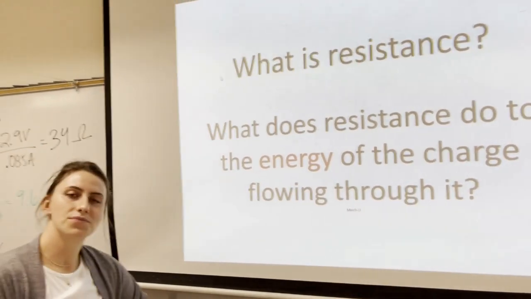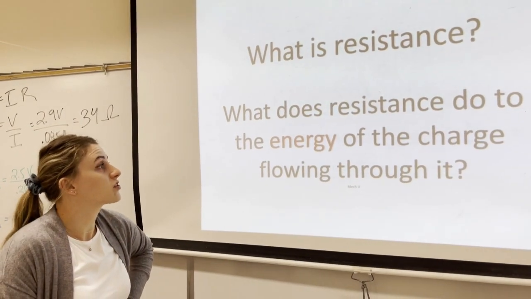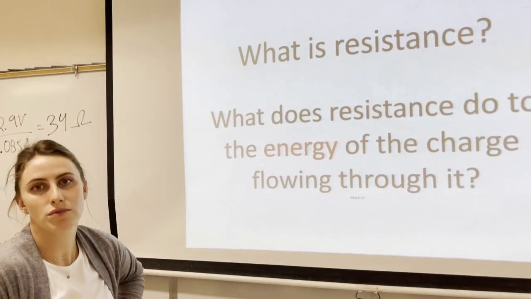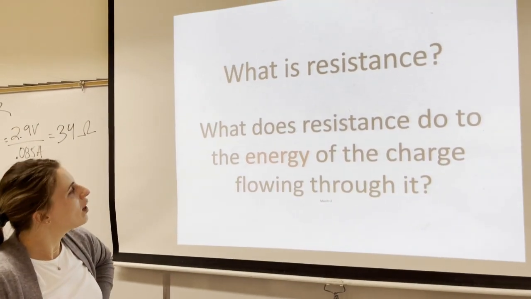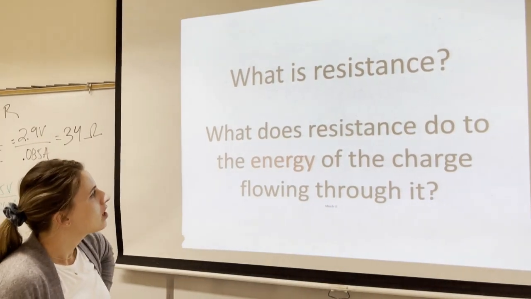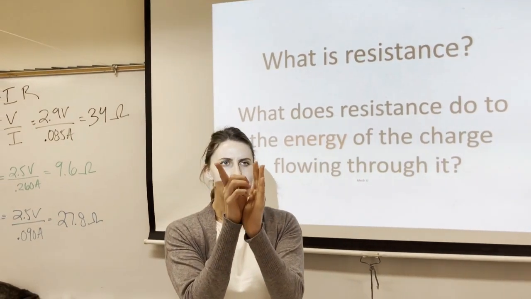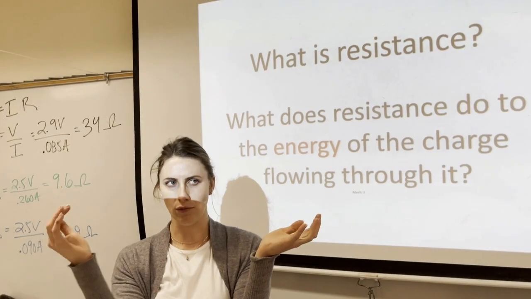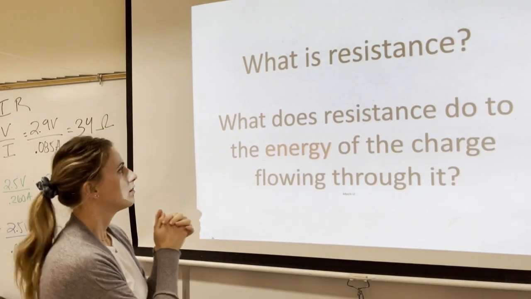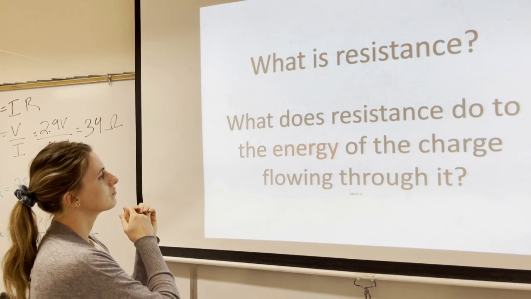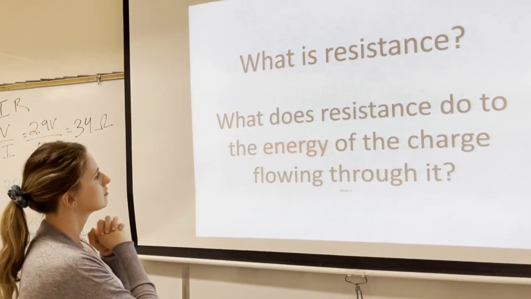What is resistance? It's how hard it is for something, in this case our electrons, to flow through it, through the wires and through the light bulbs. And what does resistance do to the energy of the charge flowing through it? Well, if we look really closely at that filament, energy has to be conserved, and as the current goes through, some of that energy is being transferred into heat and light. That's what the resistance is. It's hard for the electrons to get through. It takes energy out of them and converts that into heat and light.